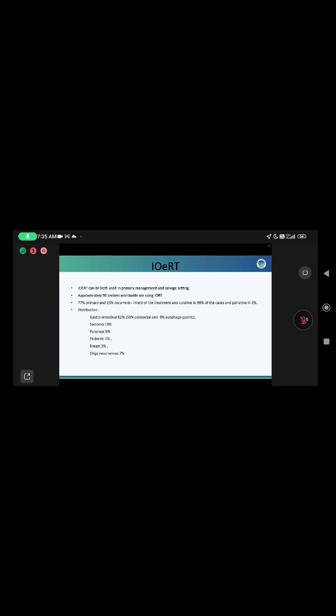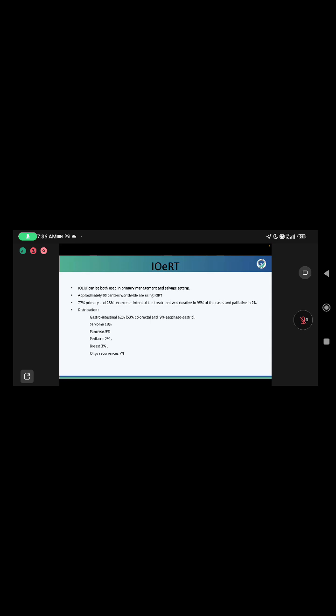Because of the few centers using these techniques, we don't have many randomized controlled studies to give us evidence regarding this. Most of the evidence comes either in the form of case series from individual institutes, or pooled analyses or meta-analyses. In one of the largest Italian meta-analyses, which includes about 1,000 and odd patients treated with IOERT, 77% were primary tumors and about 23% were recurrent tumors, and the intent of treatment was curative in about 98% of the cases and palliative in only about 2%.